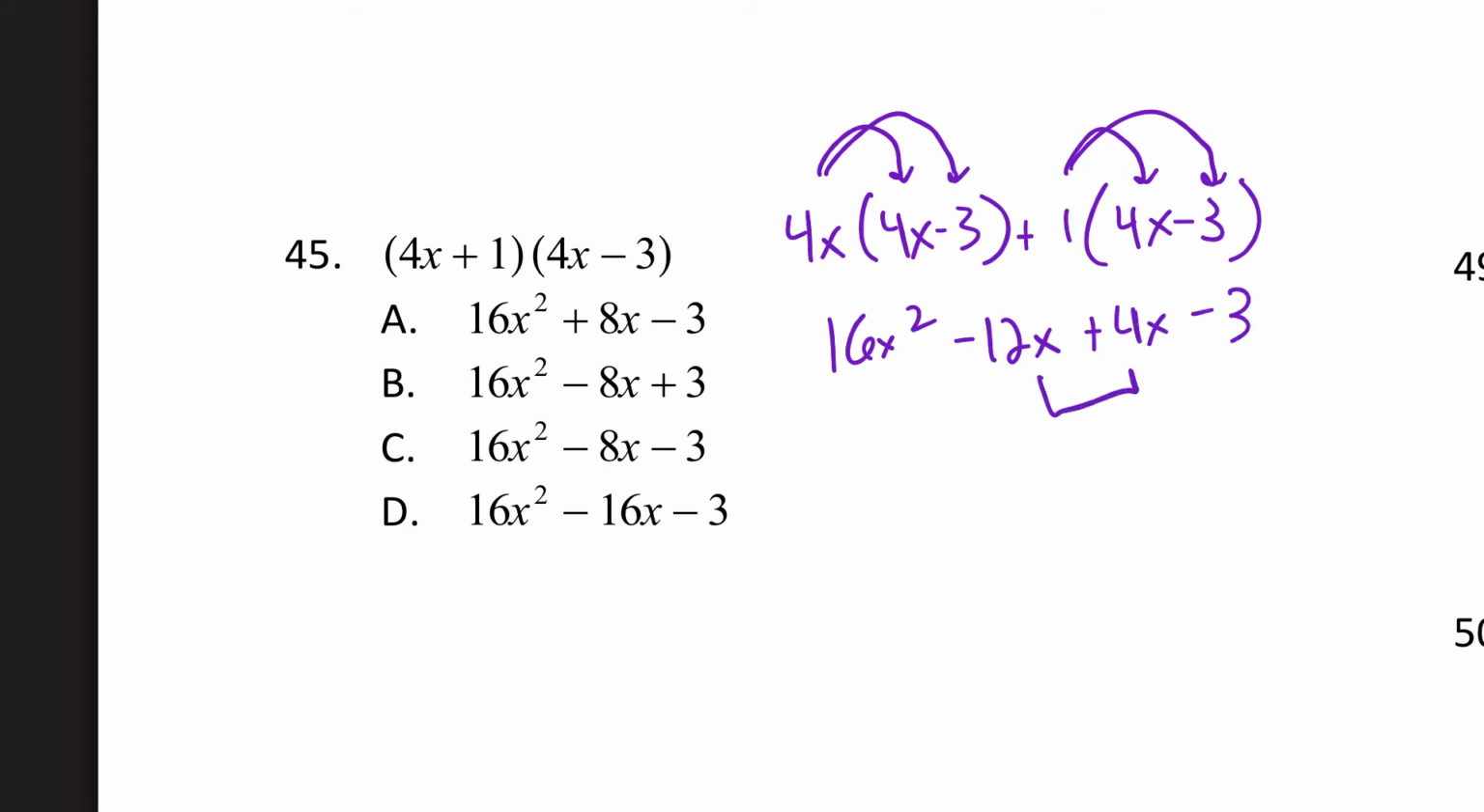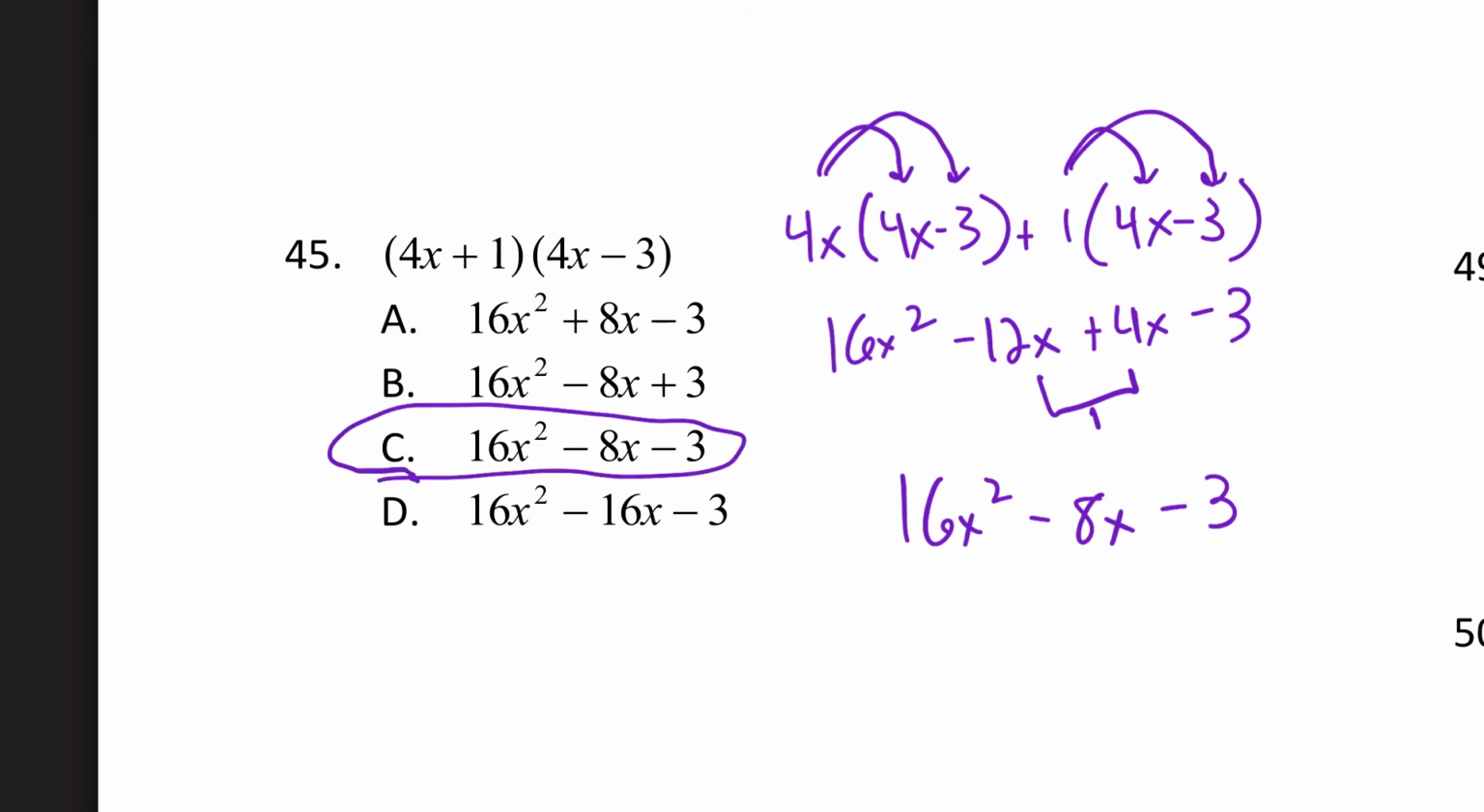And usually if this is done correctly and everything's in standard form, those two middle terms will often be like terms, so we can subtract those. 16x squared. Now, negative 12 plus 4 is negative 8x minus 3. Oh, they like every permutation of this. But that one is the correct one.